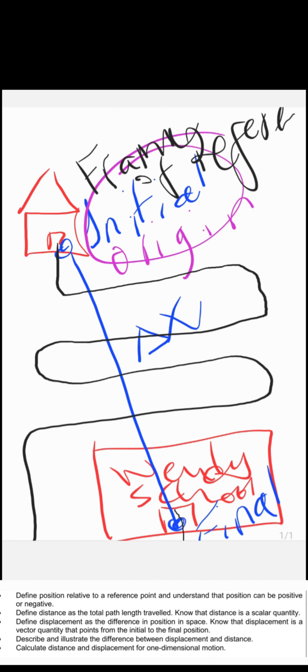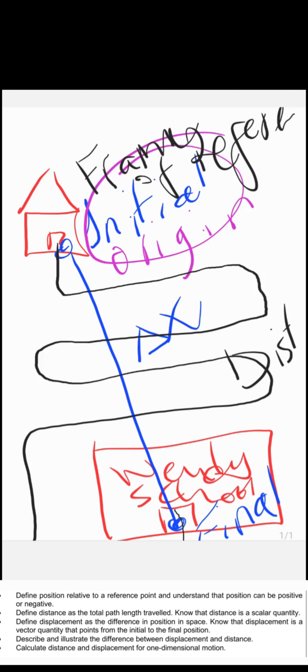So this then will be what we call distance. This is what we will call distance then. The distance being the total path traveled. So that will be the distance.